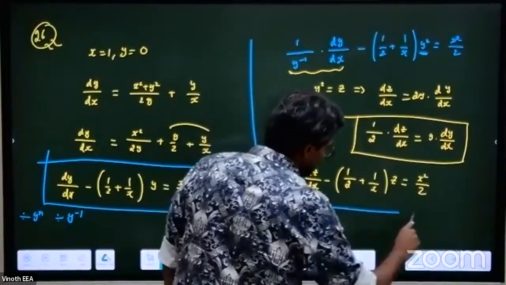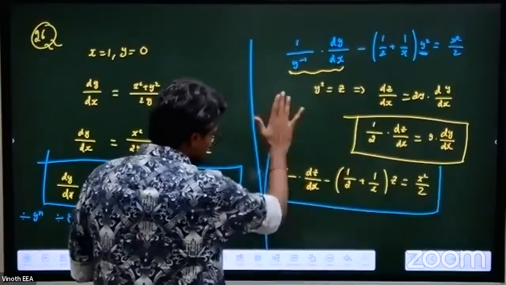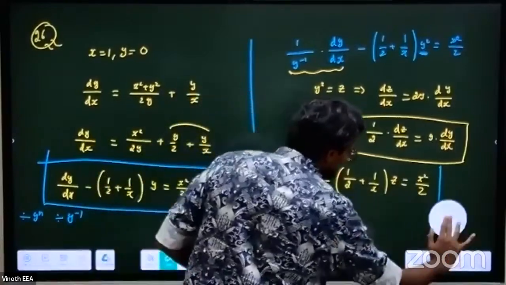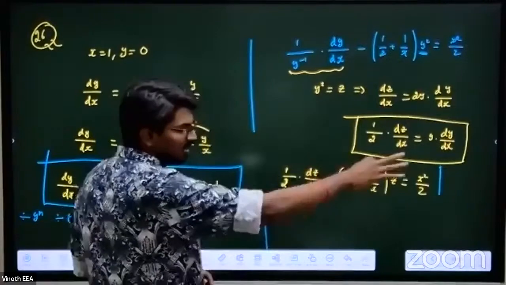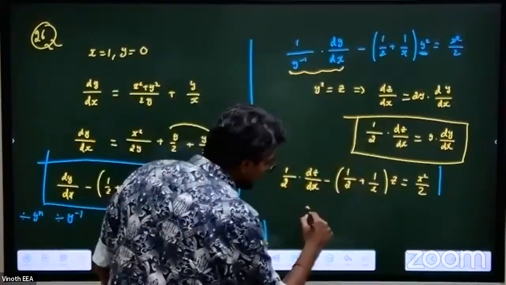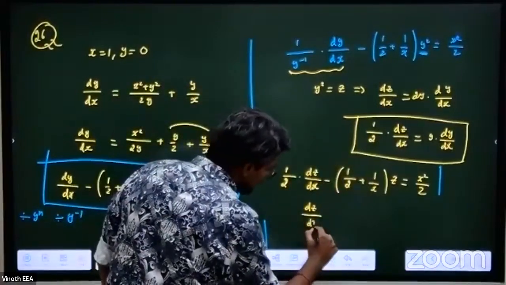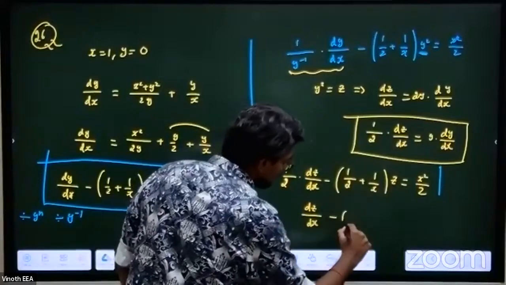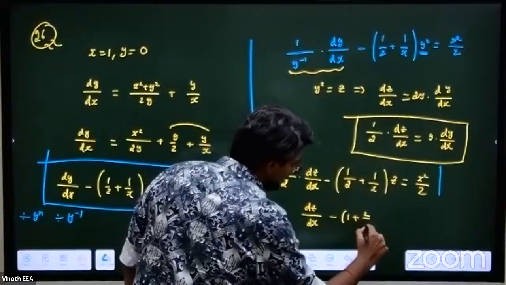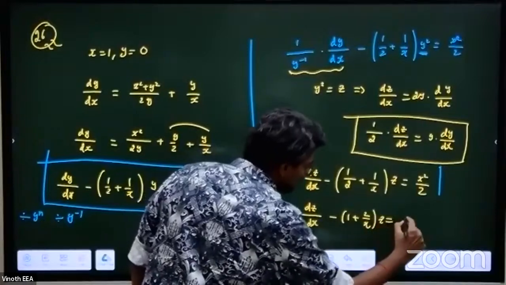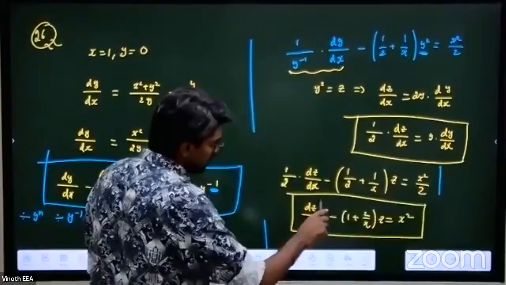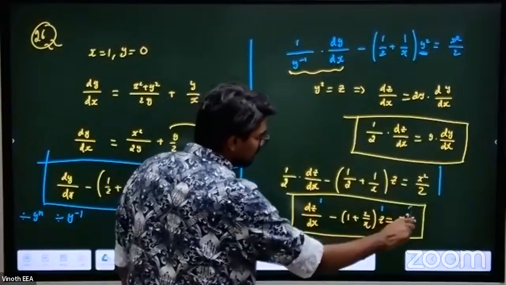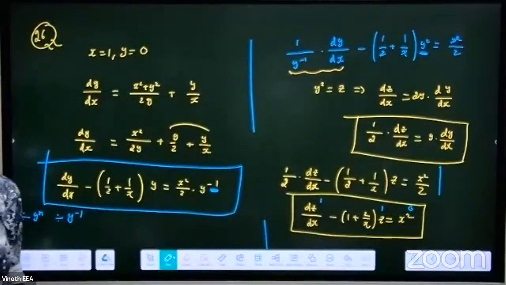Now what is of this form? And I want one more thing. I'm sorry. Of course, I need to remove the 2, right? What about this 2? Multiply with 2 on both the sides. So this will become dz by dx minus 1 plus 2 by x into z, which is equal to x square. What is this form? Linear form. Now apply linear form and solve it.